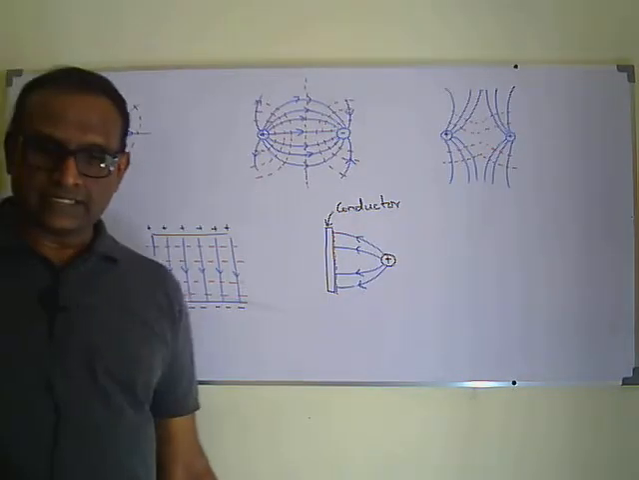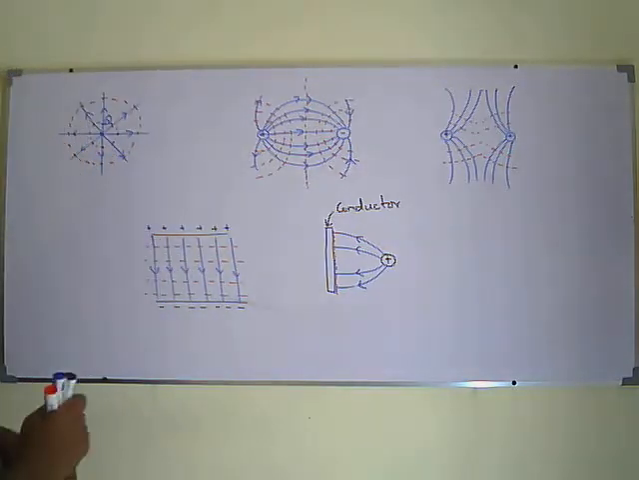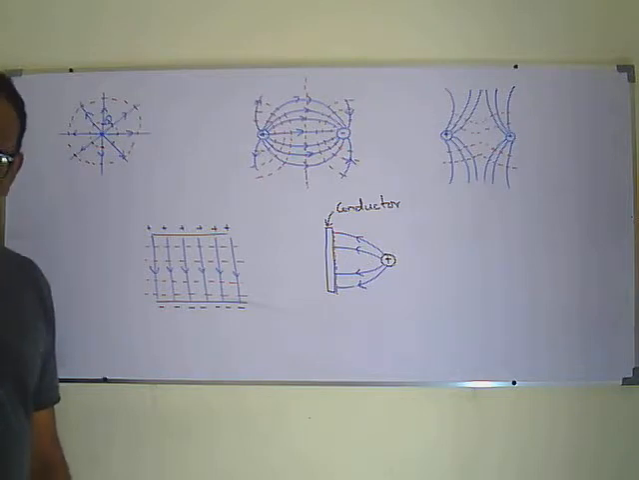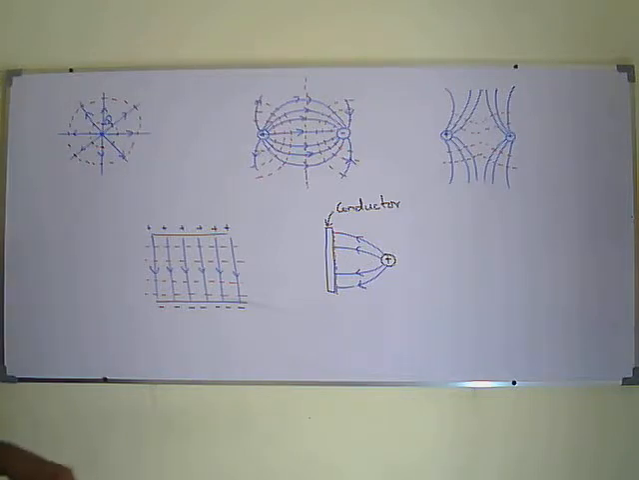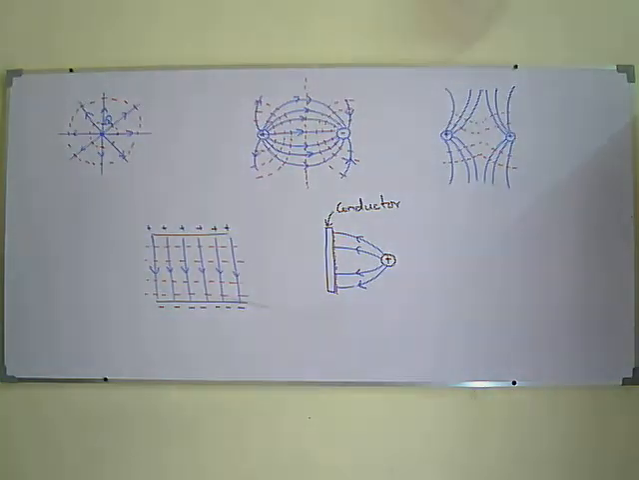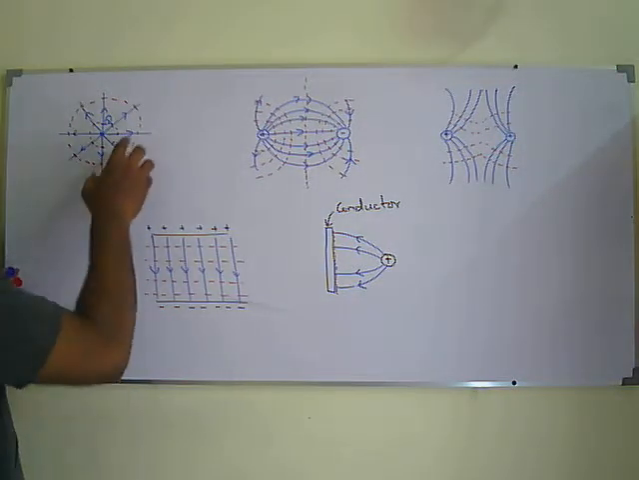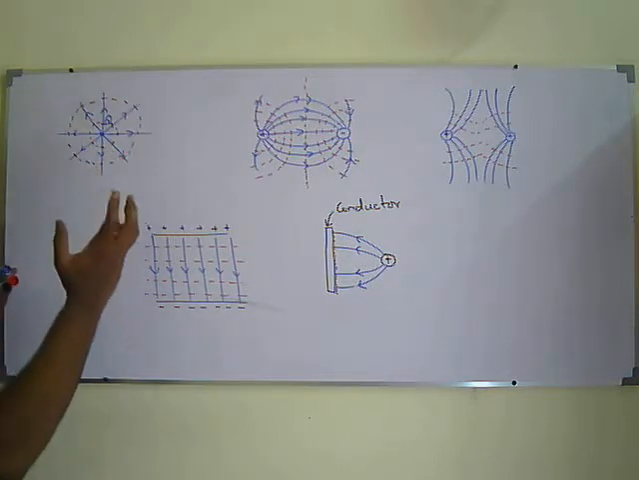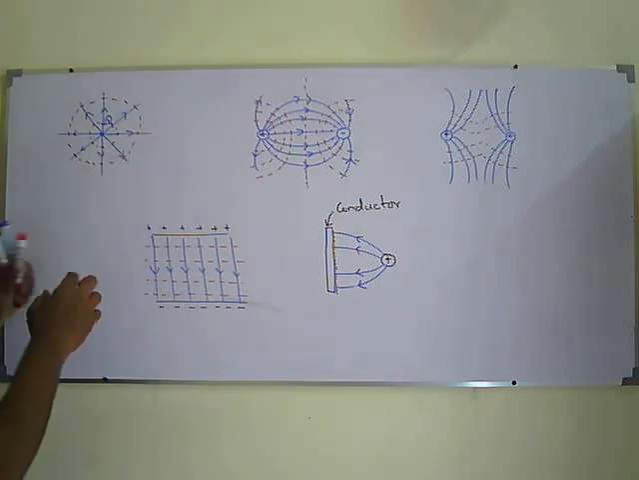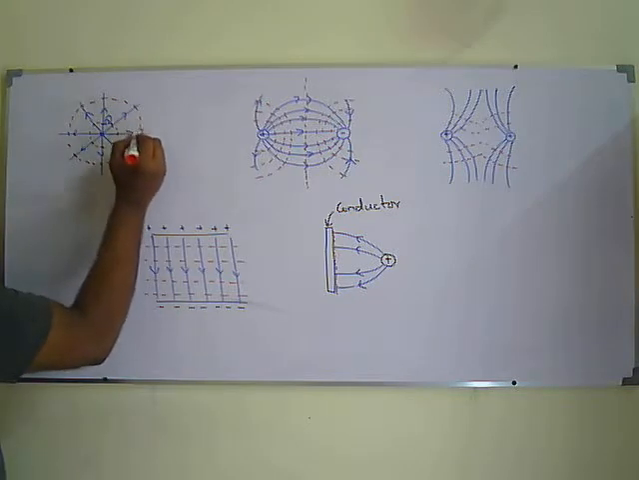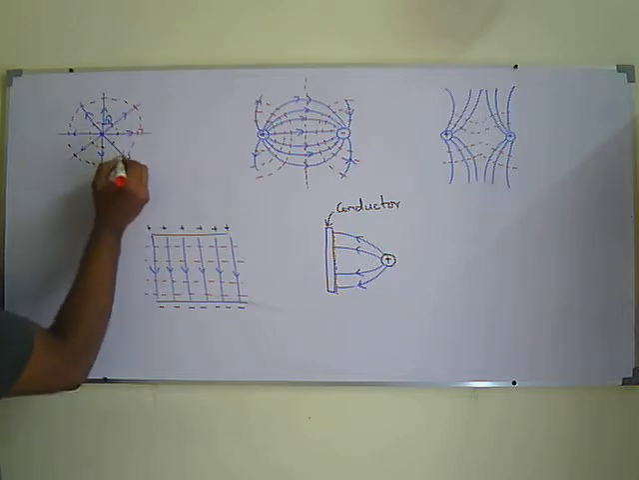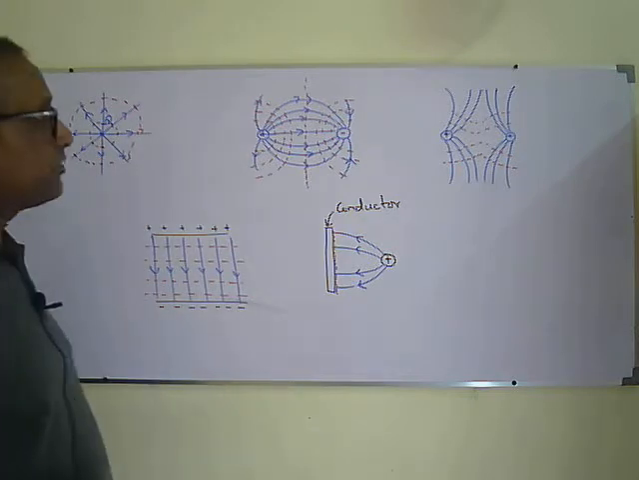Okay, so here you can see that in all these diagrams, the red color lines indicate the equipotential surface and the blue color lines indicate the electric field. So you can see in all these diagrams, electric field lines are perpendicular to the equipotential surface. Blue color lines are at right angle to the red color lines. See, everywhere there's a radial field. So the radius is perpendicular to the surface of a sphere.